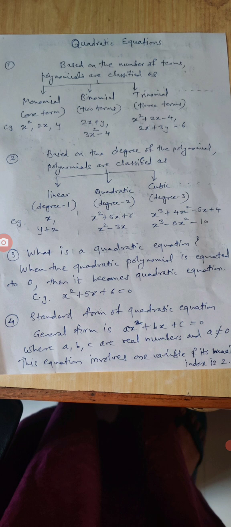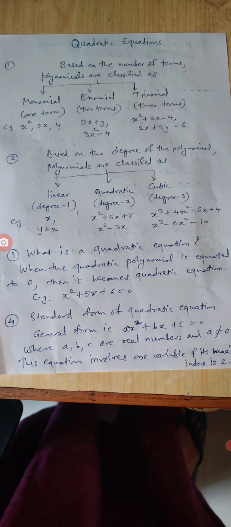Based on the degree of polynomial, polynomials are classified as linear polynomial, quadratic, cubic and so on. When the degree of the polynomial is 1, then it is linear polynomial. For example, only x, then y plus 2. When the degree of polynomial is 2, then it is quadratic polynomial. For example, x square plus 5x plus 6, then x square minus 3x.